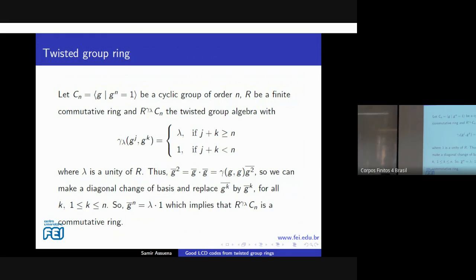So these are cyclic groups and commutative rings. Using this twisting, we obtain a commutative ring. Okay? We should be very careful here. Even considering, for example, abelian groups and commutative rings, when we look at this structure, we may obtain a non-commutative ring. But in the case of cyclic groups, we always have a commutative ring. Okay?